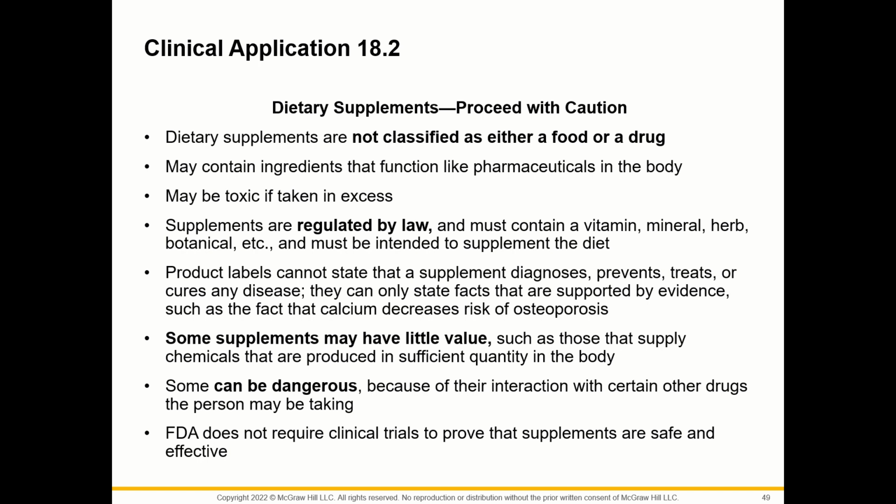They can only state facts that are supported by evidence, such as the fact that calcium decreases the risk of osteoporosis. Some supplements may have little value, such as those that supply chemicals that are produced in sufficient quantity in the body. Some can be dangerous because of their interaction with certain other drugs that the person may be taking. The FDA does not require clinical trials to prove that supplements are safe and effective.